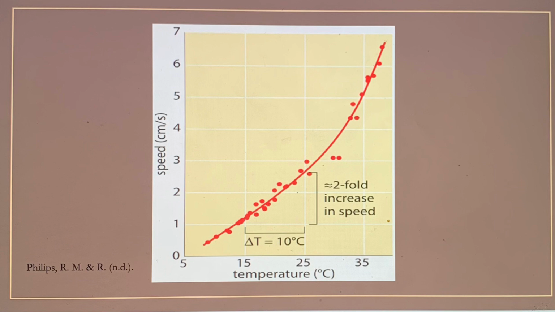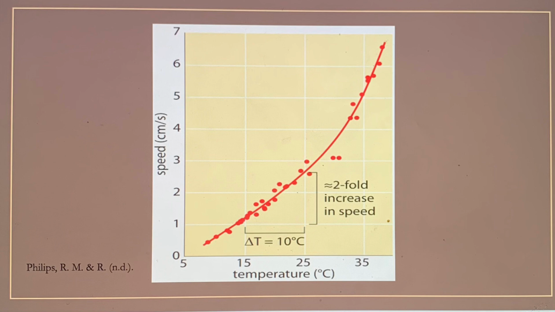I could not find very much information or examples of temperature and reaction rate, so I'm going to show a couple of graphs instead. One is the speed of ants as a function of temperature. As you can see on the graph, as the temperature increases, the speed increases quickly.